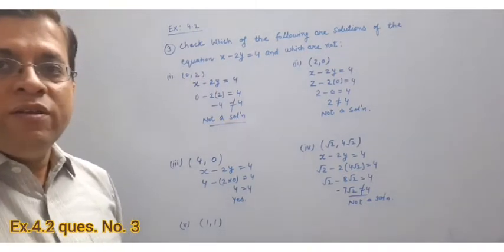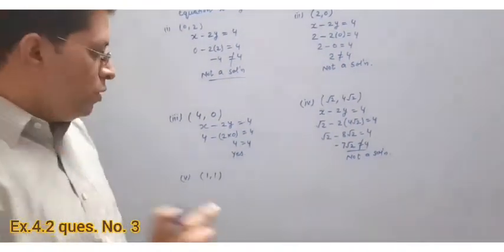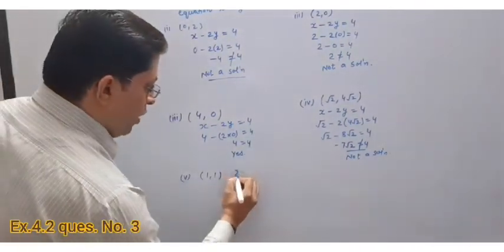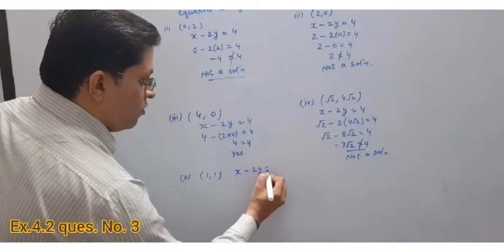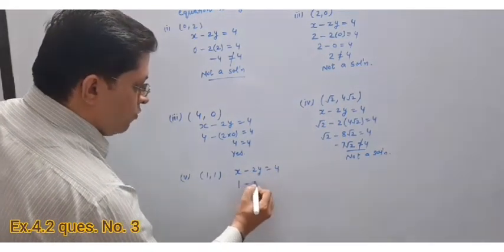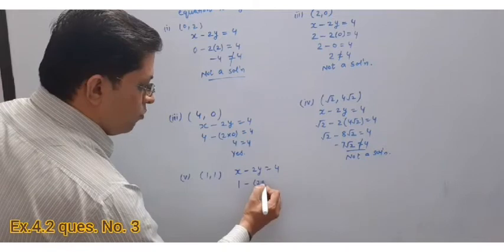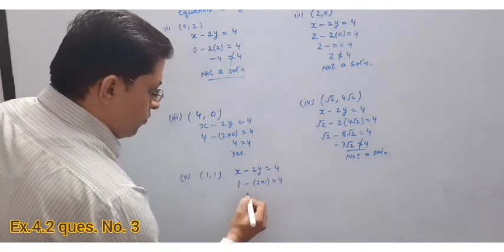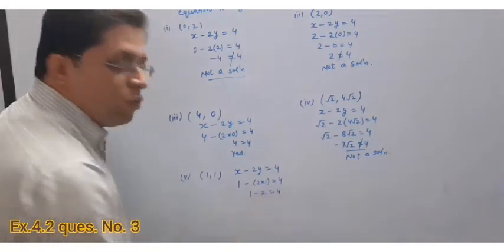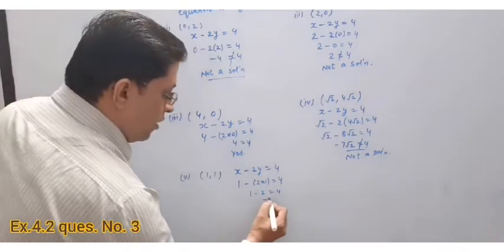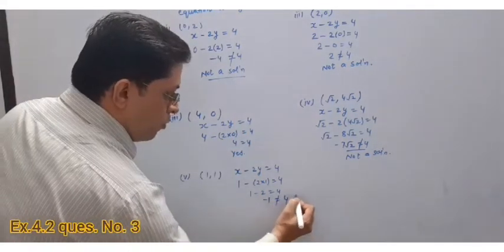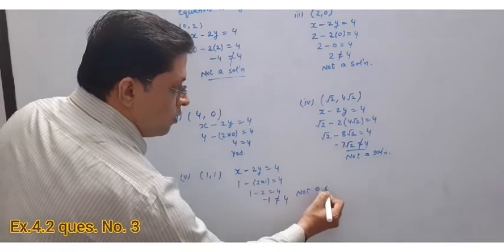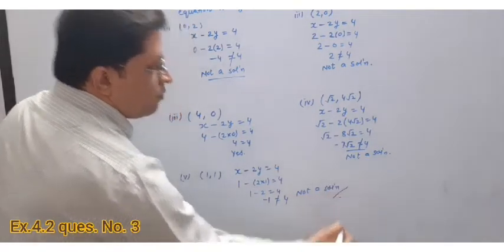Okay, one more it is. X, y, put the values here. X minus 2y is equal to 4. Put x as 1 and in place of y also 1. 1 minus 2. Is minus 1 equal to 4? No. This is not a solution of it.